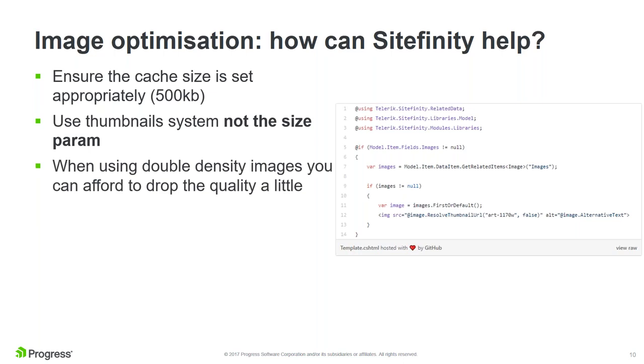Keep in mind when using double density images, that's images where you're using a mobile device where what you see on screen is only half or a third the size of the actual dimensions of the image to give you those really crisp, high resolution images, you can actually afford to drop the quality a little bit on those because they're being compressed and resized on screen. You actually are increasing the pixels that are viewed, and so the quality of the original image can be slightly smaller, giving you a slightly more performant size of the original image.